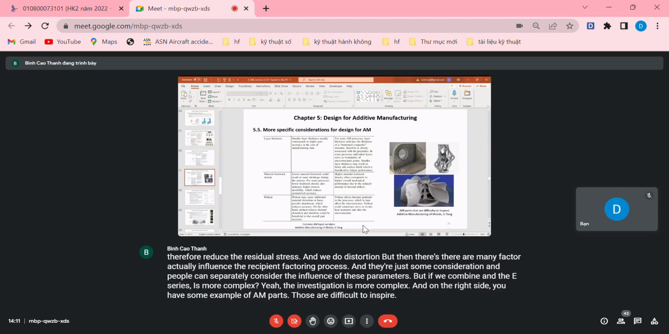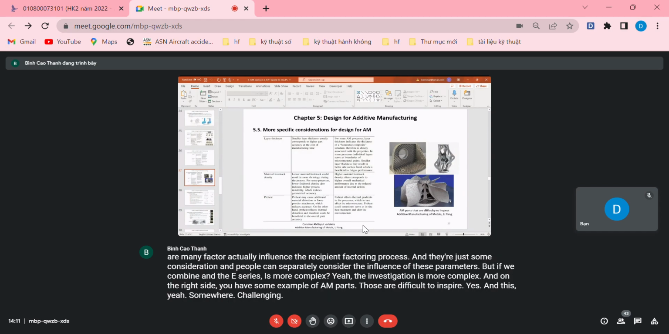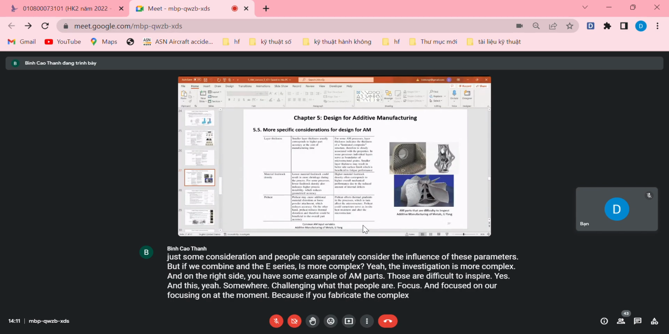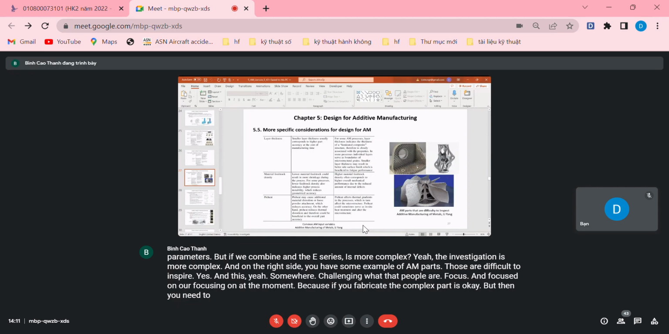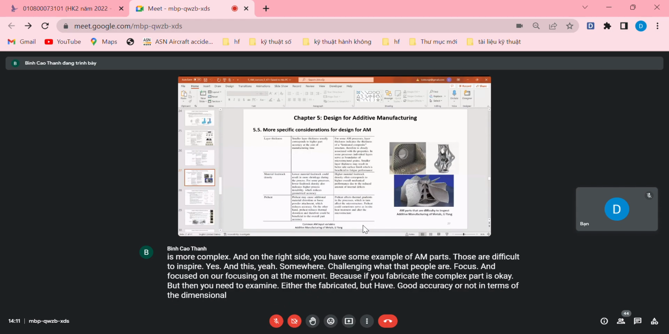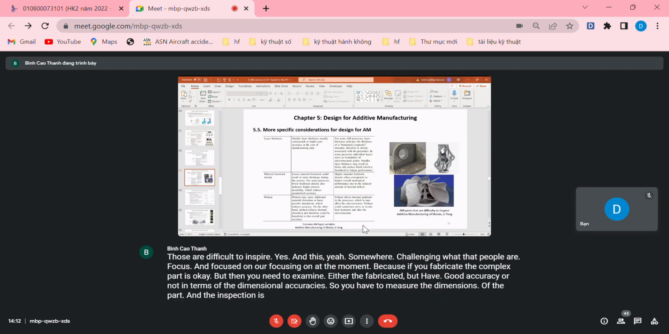Yes, and these are some of the challenging works that people are focusing on at the moment, because if you fabricate a complex part, it is okay, but then you need to examine whether the fabricated part has good accuracy in terms of dimensional accuracies. So you have to measure the dimensions of the part. And the inspection is also an issue for the moment.